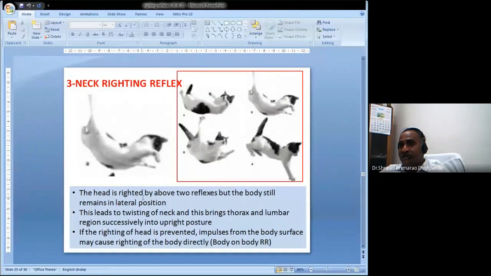The head is righted above the two reflexes. Okay, the body still remains in lateral position here. This leads to the twisting of the neck, and the thorax and lumbar are successfully brought to posture. The righting of the head is prevented. Impulses from body to body will be righting here. Okay, so this is the right posture it is taking up.